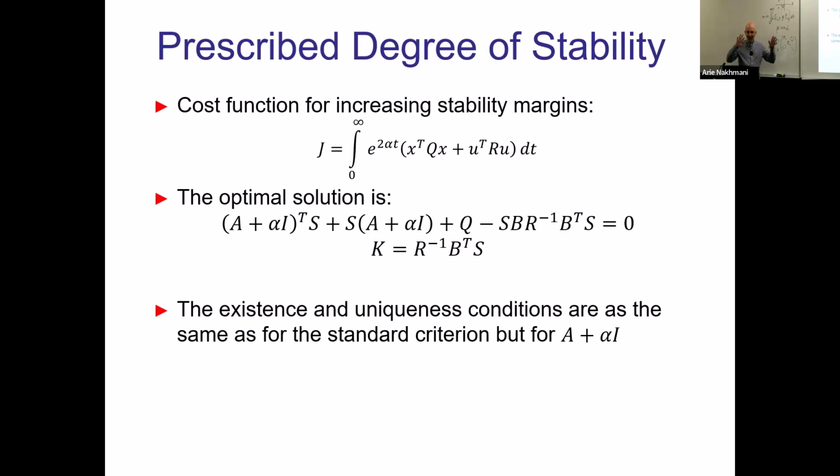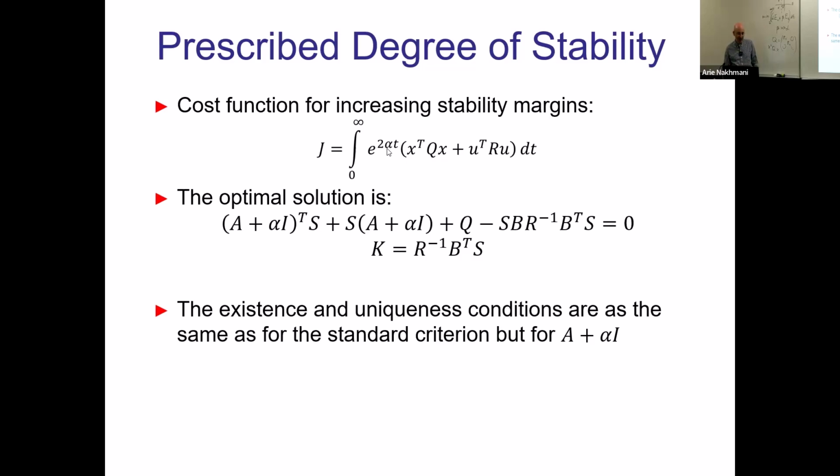So we learn a lot of different things about linear algebra, more than about controls, but it all connects together somehow. Okay, so existence and uniqueness: you're doing exactly the same thing as with the original theorem, but for the A plus alpha I matrix. Everything else is the same. All right, so this is very useful.